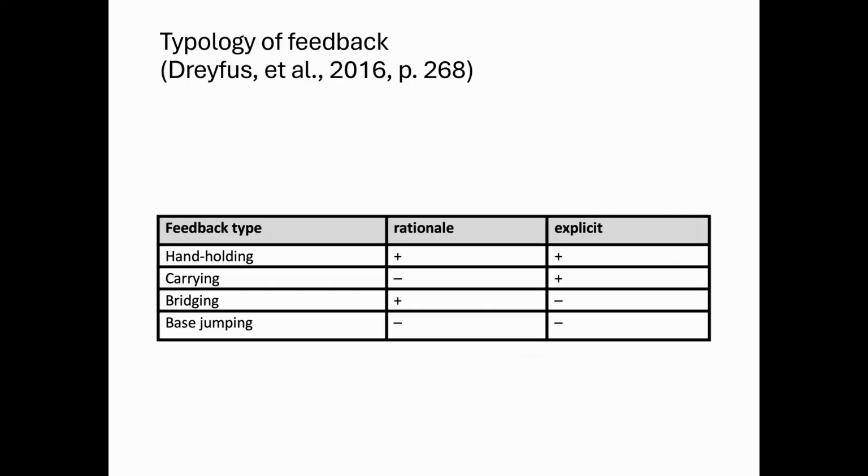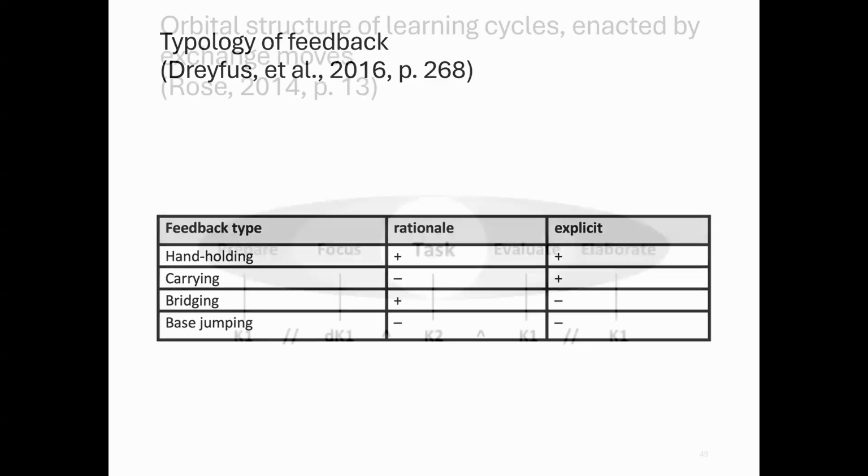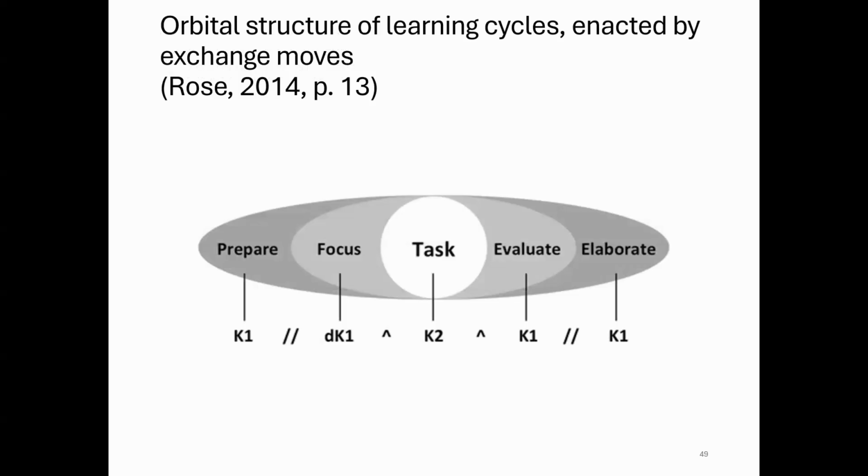So in the SLATE project, Shushi Dreyfus and others looked at the written corrective feedback literature and identified four different types, depending on the rationale and how explicit they are. Hand holding is when there's a clear rationale and they're very explicit about the correction. Carrying: no rationale, but explicit about the correction. Bridging: there's a rationale, but it's not explicit. Base jumping: neither.